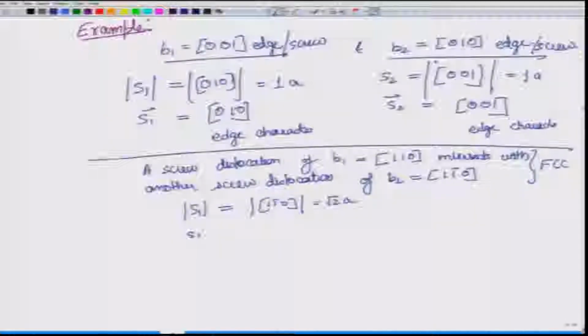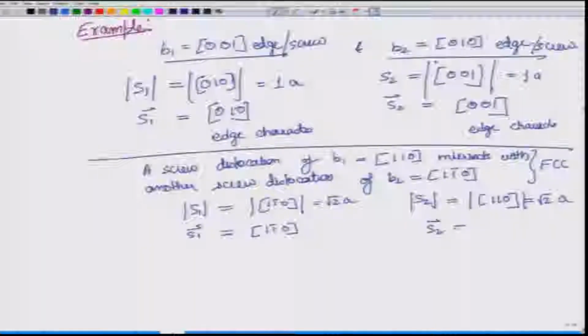Now, the vector direction of S1 is equal to 1 bar 1 0. For the second case, for S2 magnitude we take the magnitude of 1 1 0, and then this again comes out to root 2 a, and the vector of S2 is equal to 1 1 0. So, here again we see that what we obtained are with respect to the other dislocation.